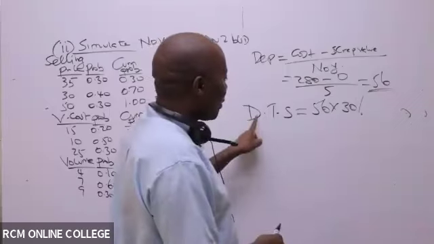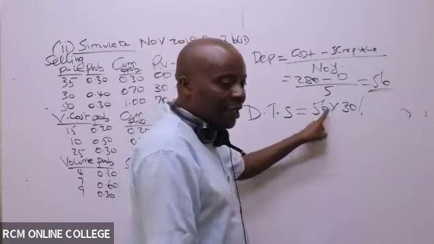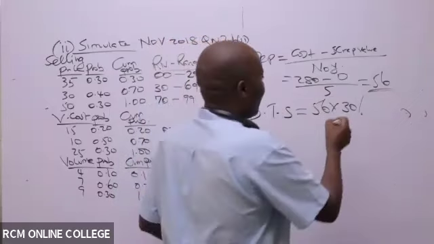So depreciation tax shield, it will be 56 times 0.3. What figure do we have there? 16.8.